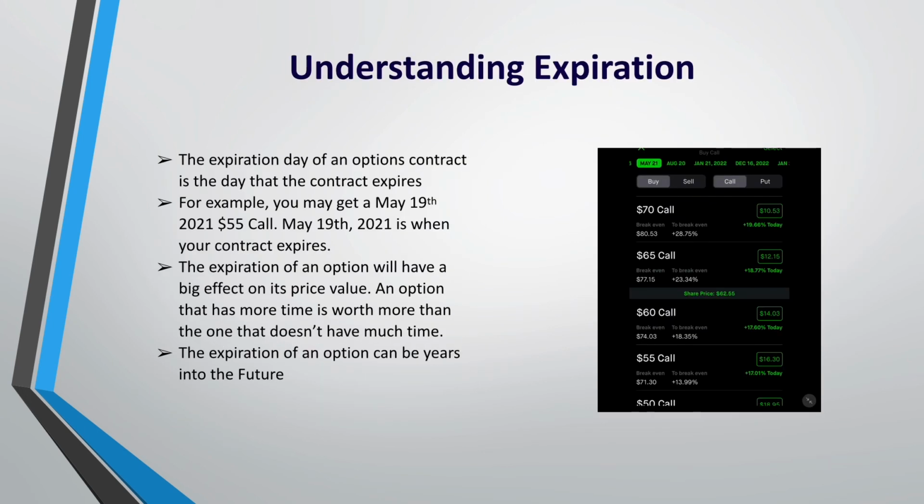All right, so we're briefly going to go into, once again, expiration. The expiration of an option. The expiration of an option contract is the day that that contract expires. Very simple. If, for example, you get a May 19th, 2021 55 strike call, May 19th, 2021 is when your contract will expire. And if it's not in the money, it's going to expire worthless. And that's just the way it's going to be.